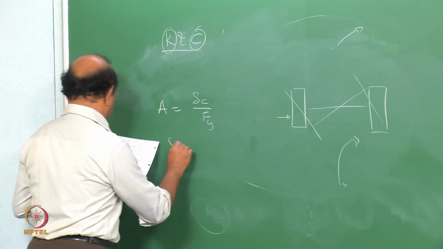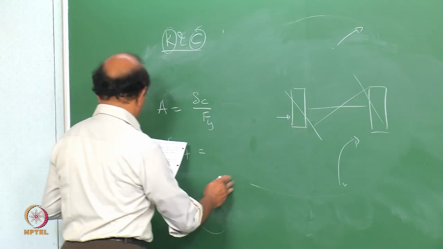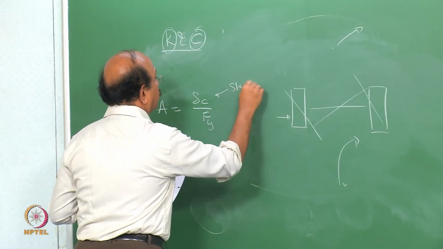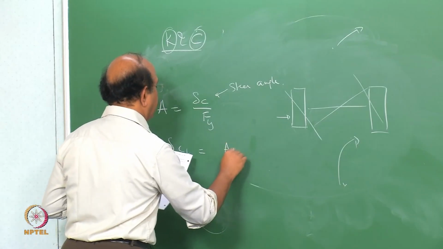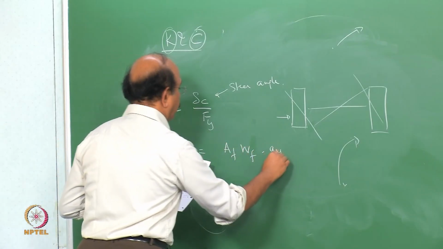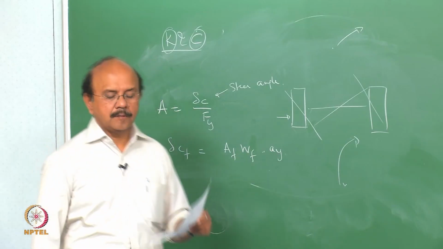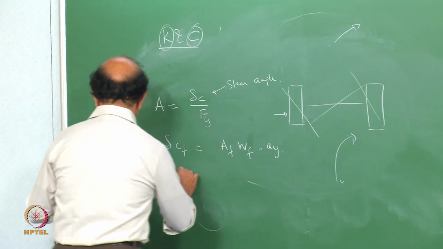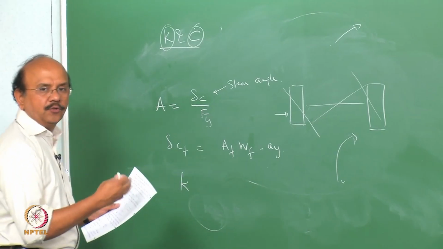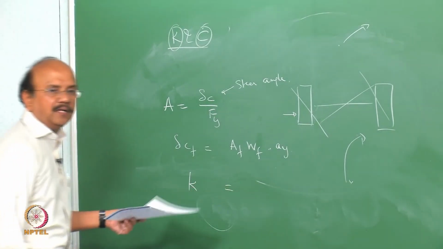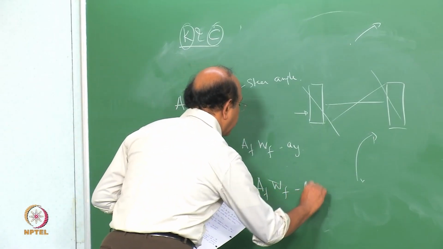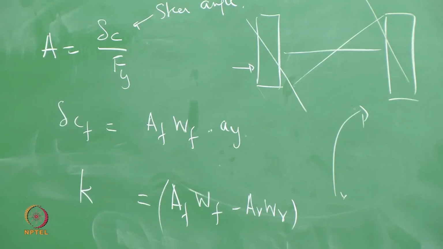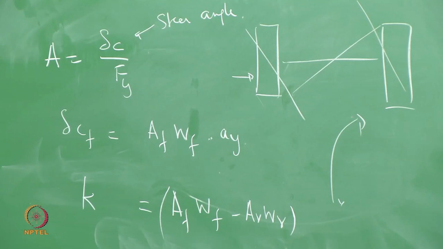So that delta CF, delta C of course is the steer angle which you get out of this. So delta CF is equal to AF in the front, WF into AY. So that the lateral compliance steer of the front and the rear together on the understeer gradient can be written as AF into WF minus AR into WR. The sign of which is obvious because of all the explanation which I had done so far.